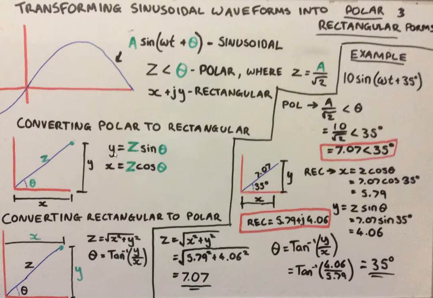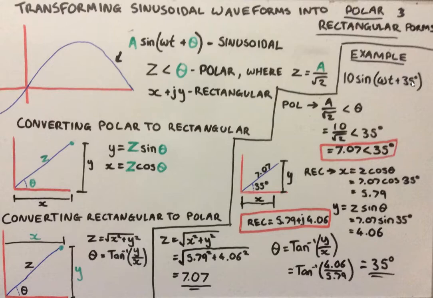As you can see here, using SOHCAHTOA, y will equal Z sin θ and x will equal Z cos θ. That will convert from polar to rectangular. And converting from rectangular back to polar, all you need to do to find Z is use Pythagoras' theorem, where Z will equal the square root of x squared plus y squared, and θ will equal the inverse of tan y over x.